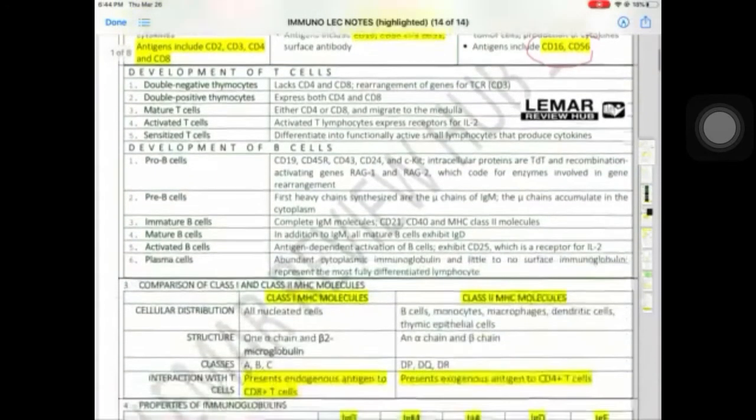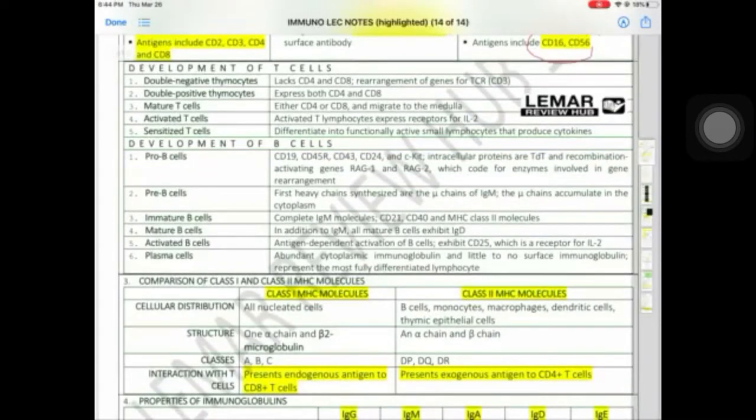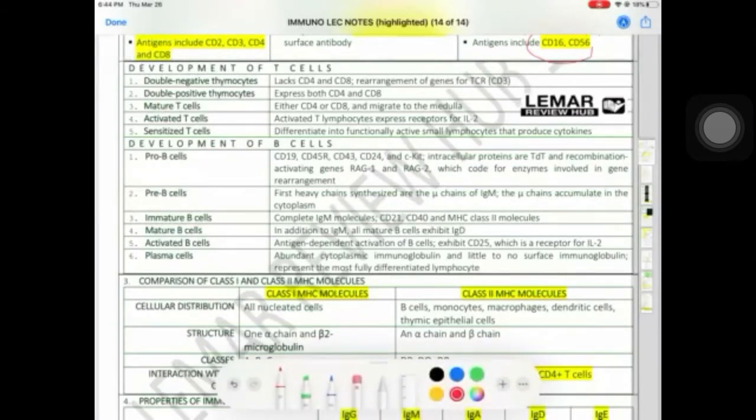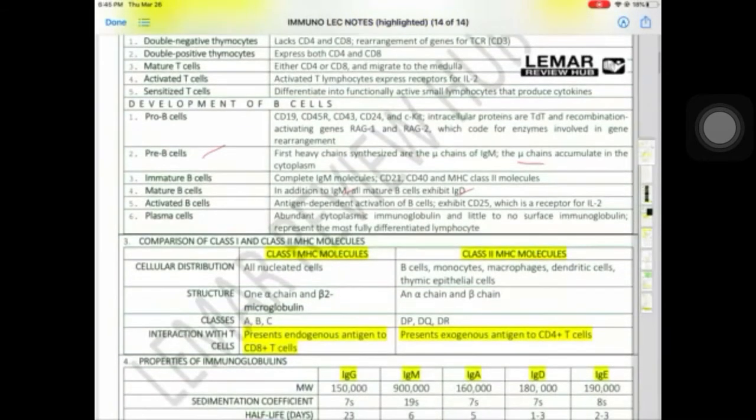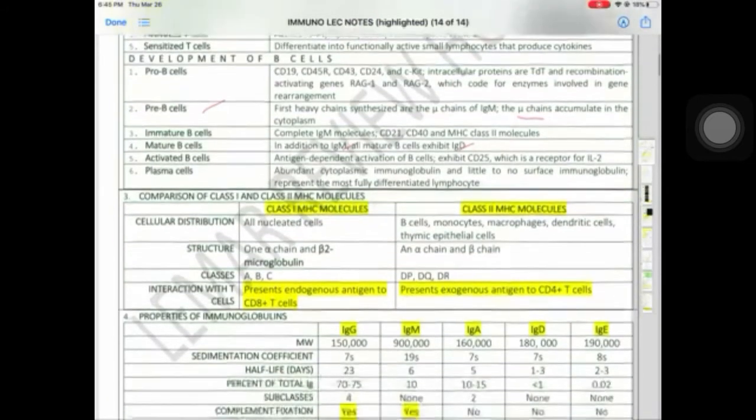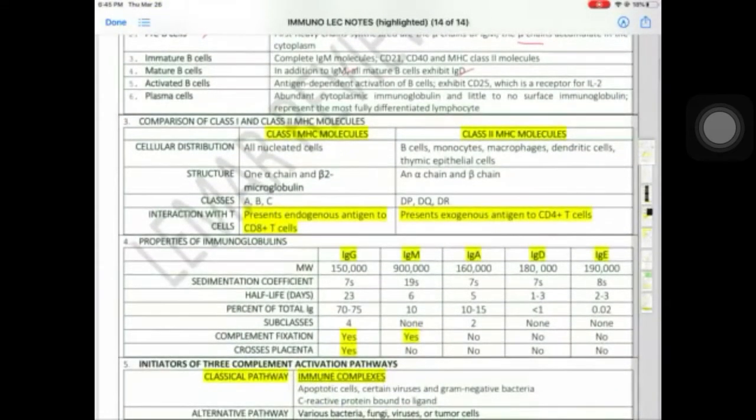Ano pa po nakita natin dito? Yung development ng T cell at saka B cell. Kung may papatandaan ako, huwag kakalimutan yung mga pre-B cell. Yung mga pre-B cell po ay merong mu chain in the cytoplasm. What are mu chain? These are heavy chain of IgM. Now, yung mature B cell, meron siyang IgM at saka IgD sa kanyang surface. So, pag tinanong tayo, what are the two immunoglobulins found on the surface of a mature B cell? IgM and IgD.